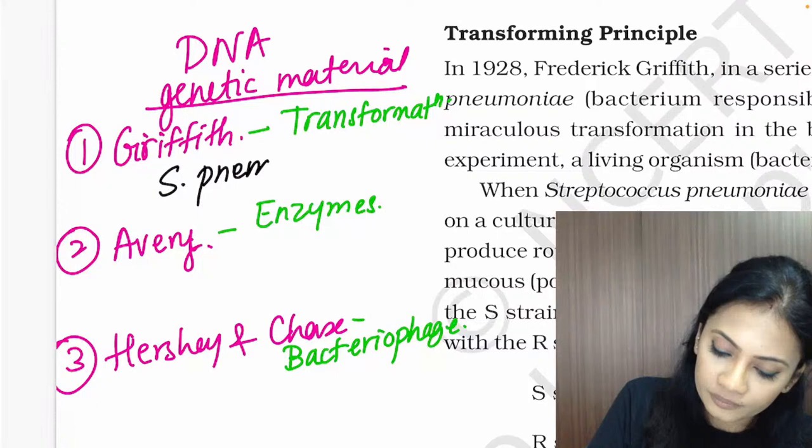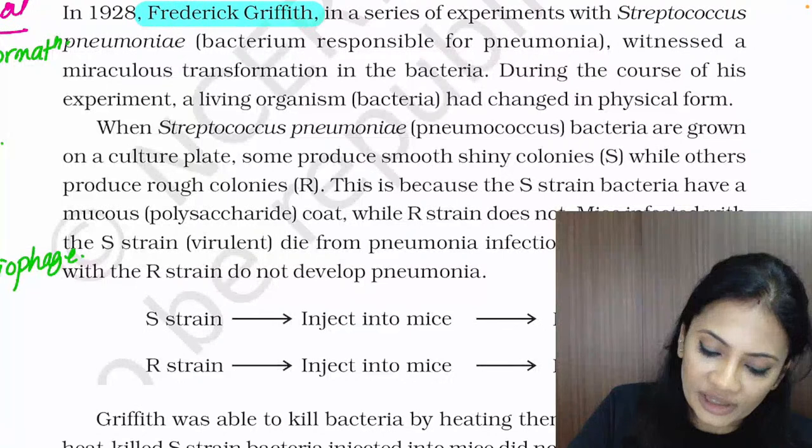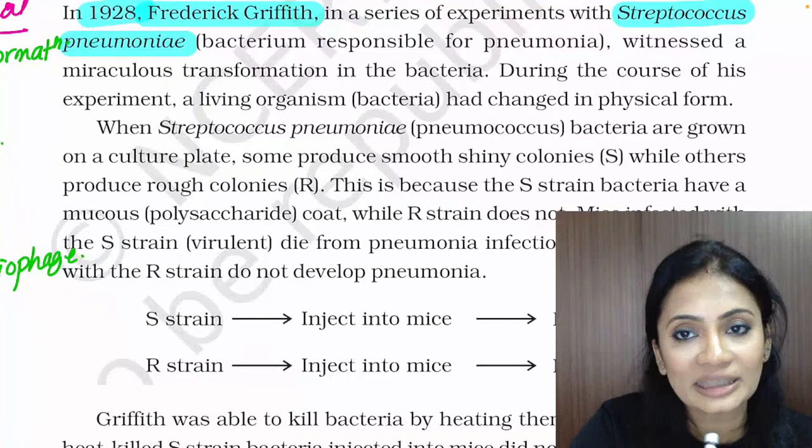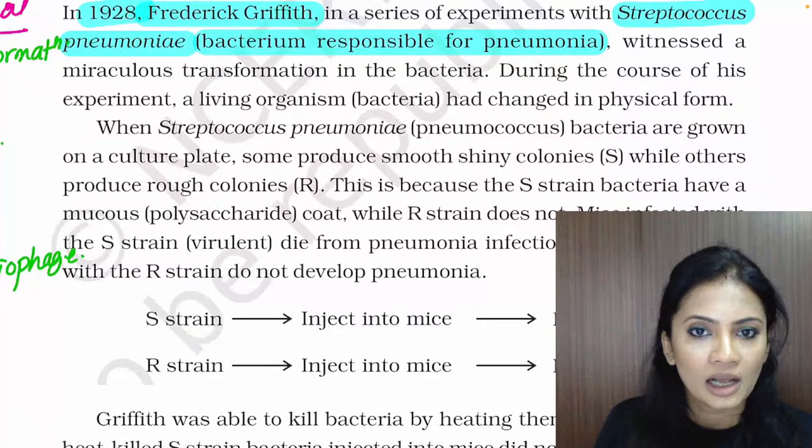Fine. Let us now continue with the textbook. Chalo. Everyone start. Now, Frederick Griffith in 1928, experiments with Streptococcus pneumoniae. Streptococcus was previously called Diplococcus. So, if Diplococcus aaya, that is also correct. Fine. This is the bacteria responsible for pneumonia. Okay, next is going to be when the bacteria are grown on a culture plate.